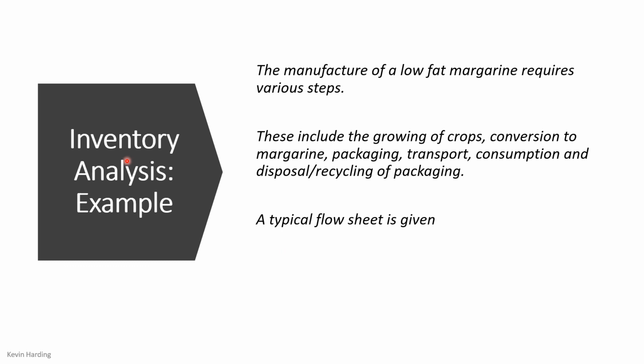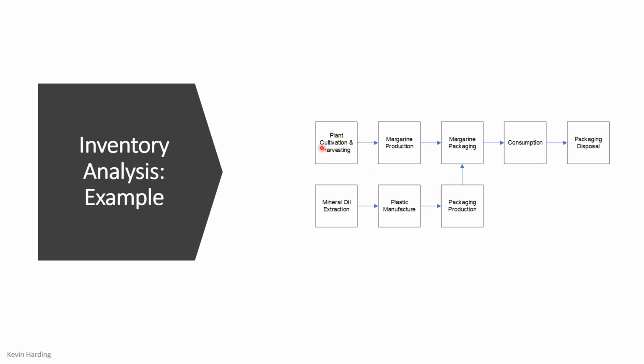So just as an example, an inventory analysis example, what am I talking about on some of this? So let's just say the manufacturer of a low-fat margarine. To manufacture a low-fat margarine, we need various steps. So obviously we're going to grow the crops, convert the crops. There's packaging, transport, consumption, disposal, and recycling for just making low-fat margarine. So what that means is that for the inventory analysis, we need to know what is the process flow sheet. So this is all the way from, so you've got the plant cultivation on the top. We have the plants being cultivated. They make margarine. At the bottom, we have mineral oil to make a plastic, which then gets a packaging. The packaging is used on the margarine. We eat the margarine, and then we dispose of the packaging at the end.